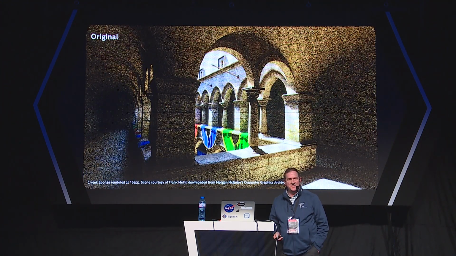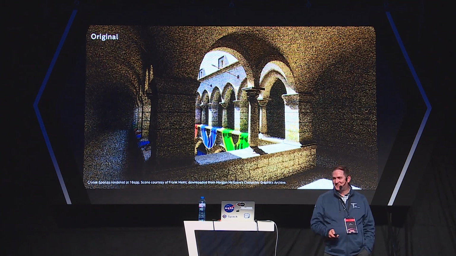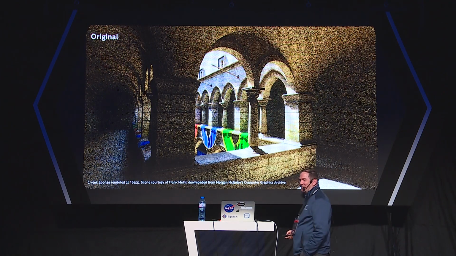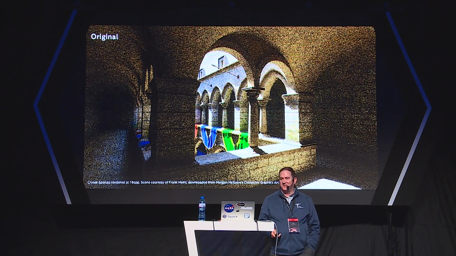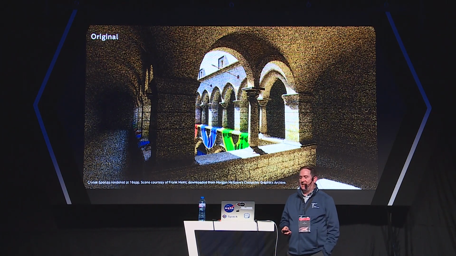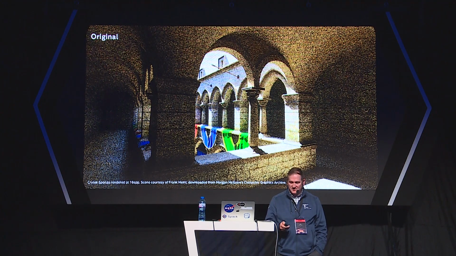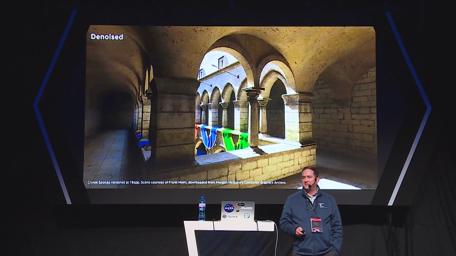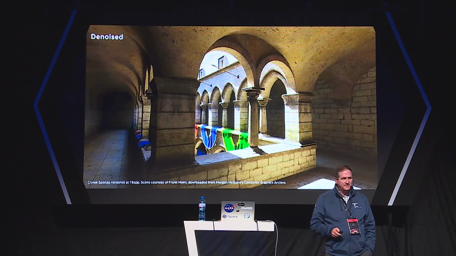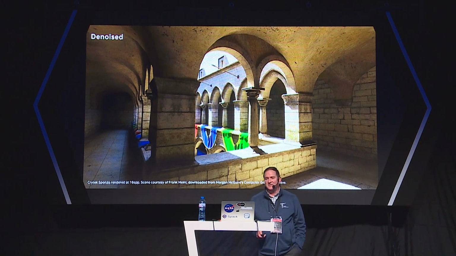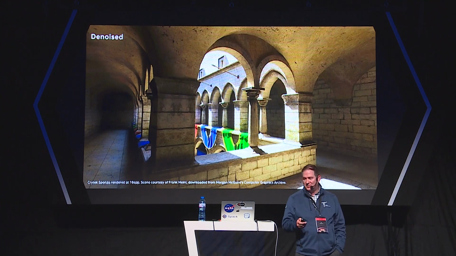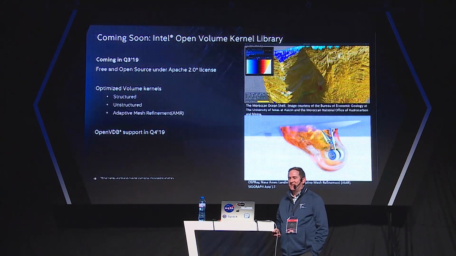Anybody recognize this image? If you're here this morning, you saw the Sponza image. This is what that is. This is the original at 16 samples per pixel. This is when you add Open Image Denoise to it. Attila will talk more. He had this in his slide deck. He took it out and put other cool stuff in.